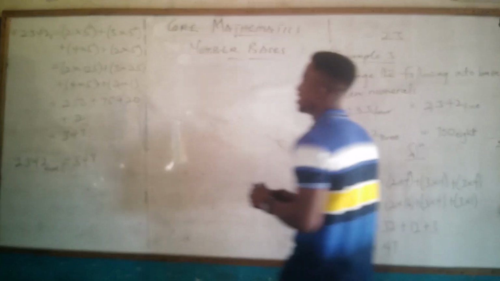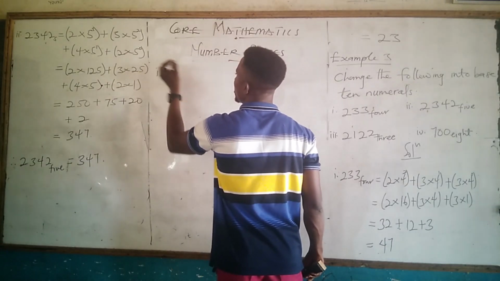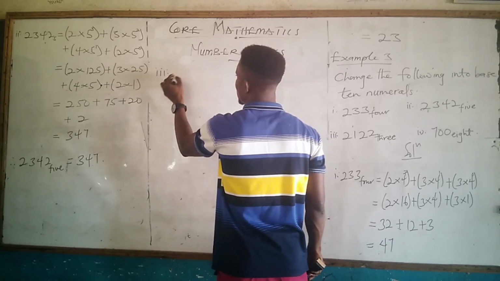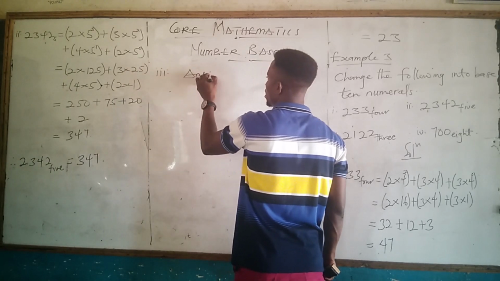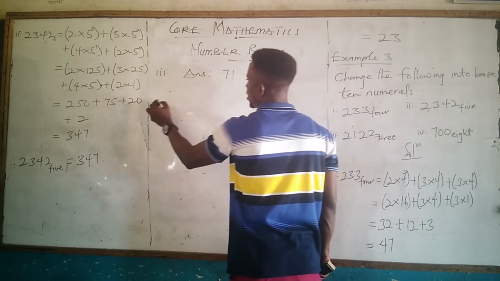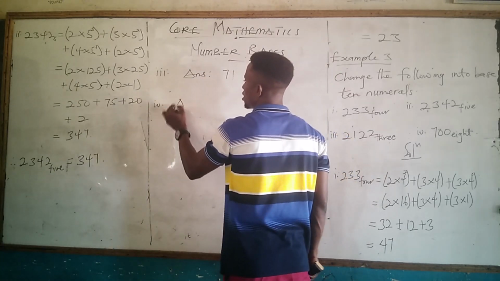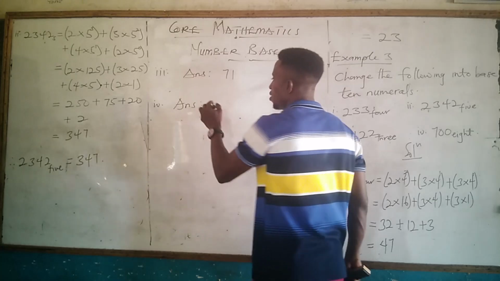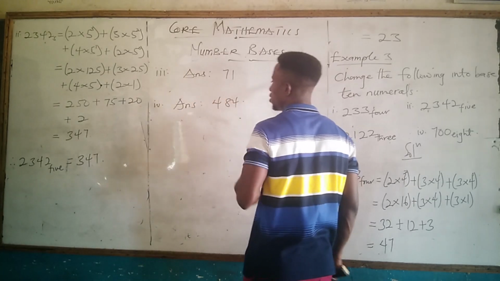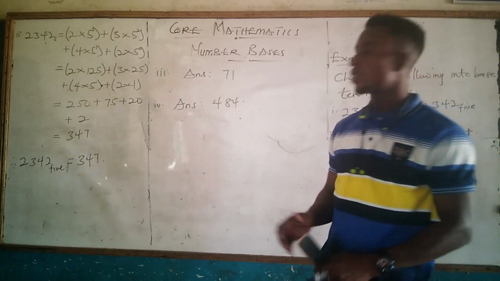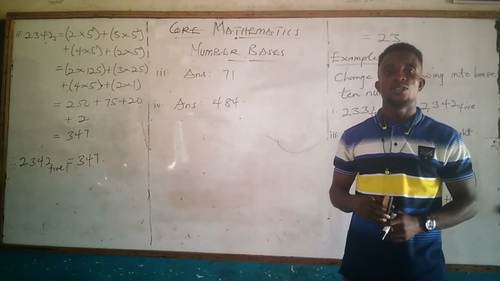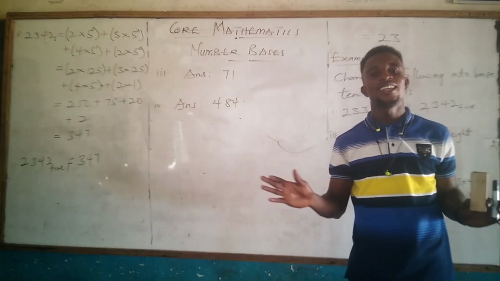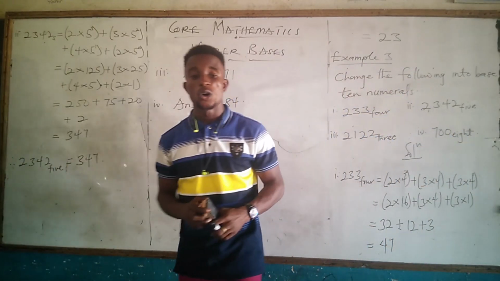You get that? Okay. So I have the I, and that one you are supposed to get 71 base 10 as the answer. And for the IV, the answer you are supposed to get is 484 base 10. So you try. If you get something different from what I'm having here, you comment. Are we okay? Okay. So that is that for that one.